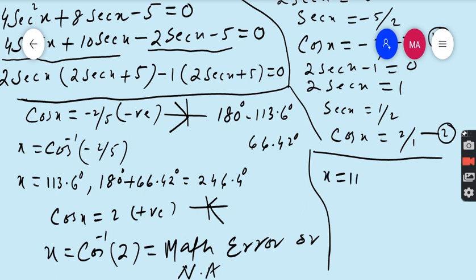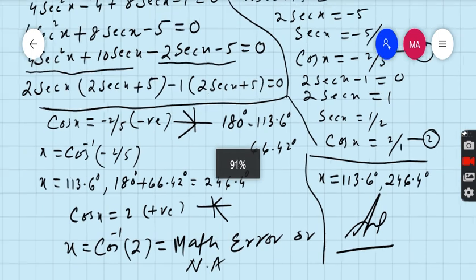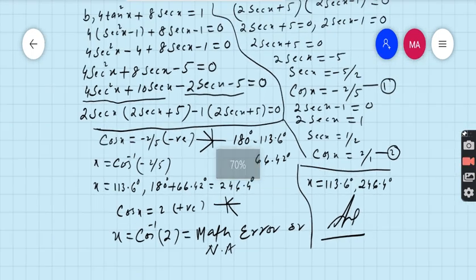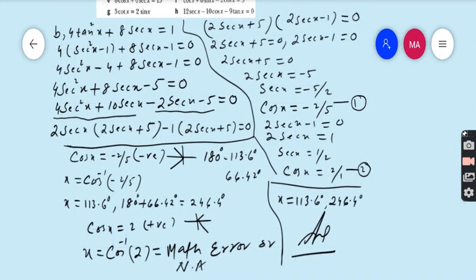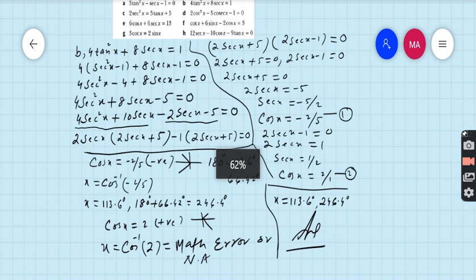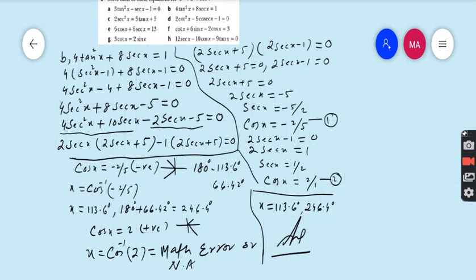Hence, there are only two answers of this question. That is, x is equals to 113.6 and 246.4. And this is our final answer. So, hope you completely understand part number 2. This is the summary of question number 6, part 2. Move to part C.